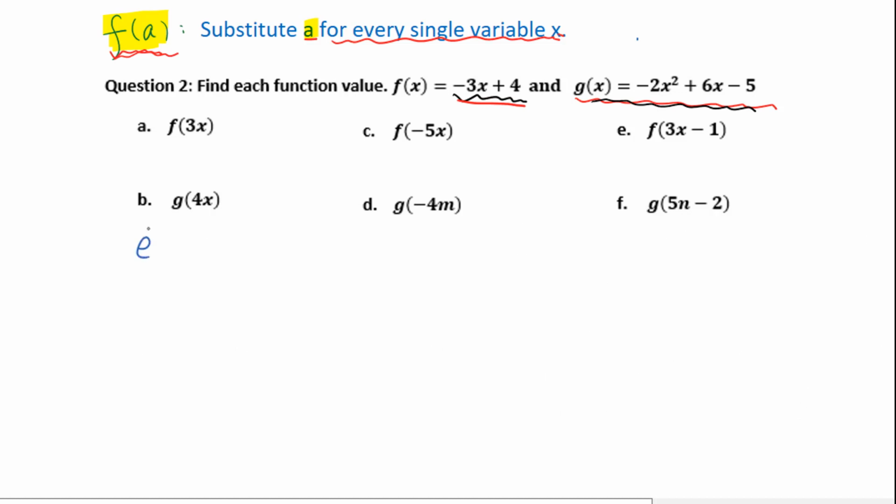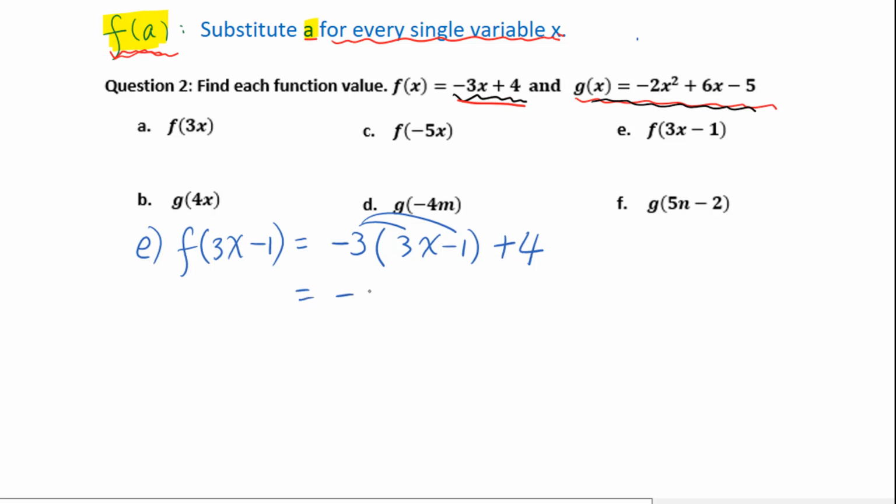Let's go to E. f of 3x minus 1, which means every single x will be changed into 3x minus 1. So we have negative 3, x will be changed into 3x minus 1, then plus 4. Distributive property, you will get negative 9x. Negative 3 times negative 1 is positive 3, plus 4. Combine like terms, negative 9x plus 7.